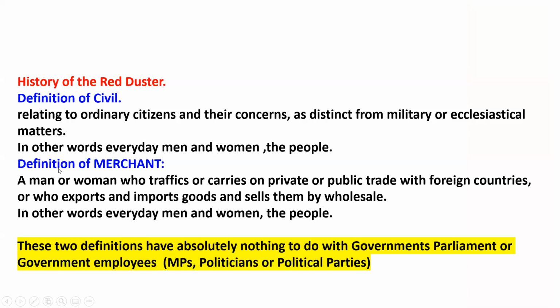The history of the red duster: the definition of civil being, this is our civil flag, relating to ordinary citizens and their concerns as distinct from military or ecclesiastical matters. In other words, everyday men and women, the people. It's the same people who have the authority in our Constitution. It's the same people, it's you.